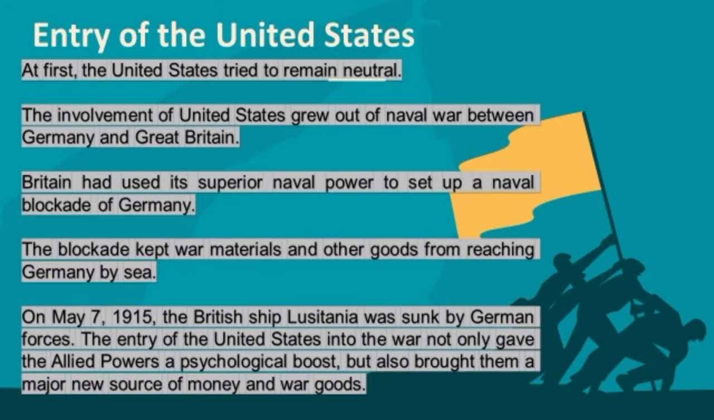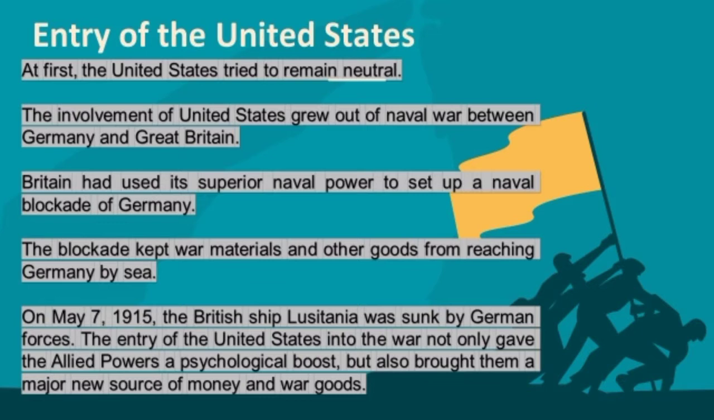The entry of the United States. At first, the United States tried to remain neutral. As World War I dragged on, however, it became more difficult to do so. The immediate cause of the United States' involvement grew out of the naval war between Germany and Great Britain. Britain had used its superior naval power to set up a naval blockade of Germany. The blockade kept war materials and other goods from reaching Germany by sea.